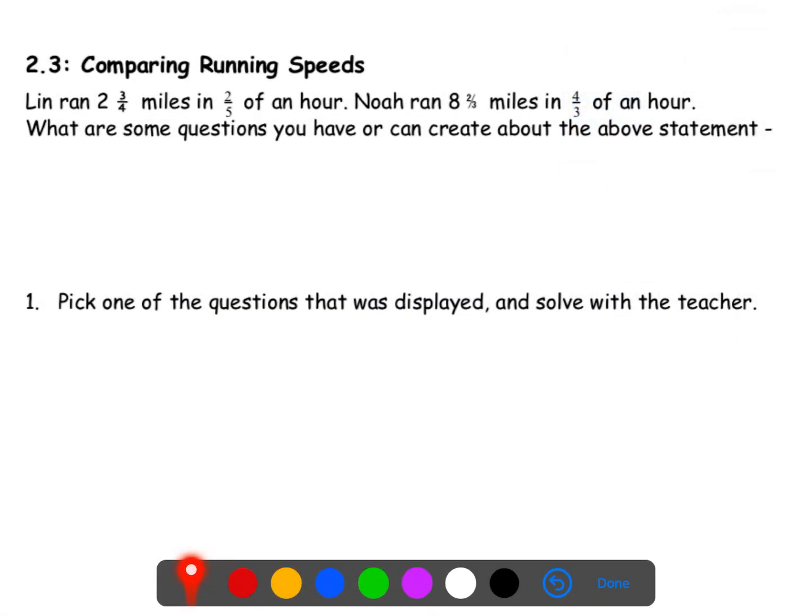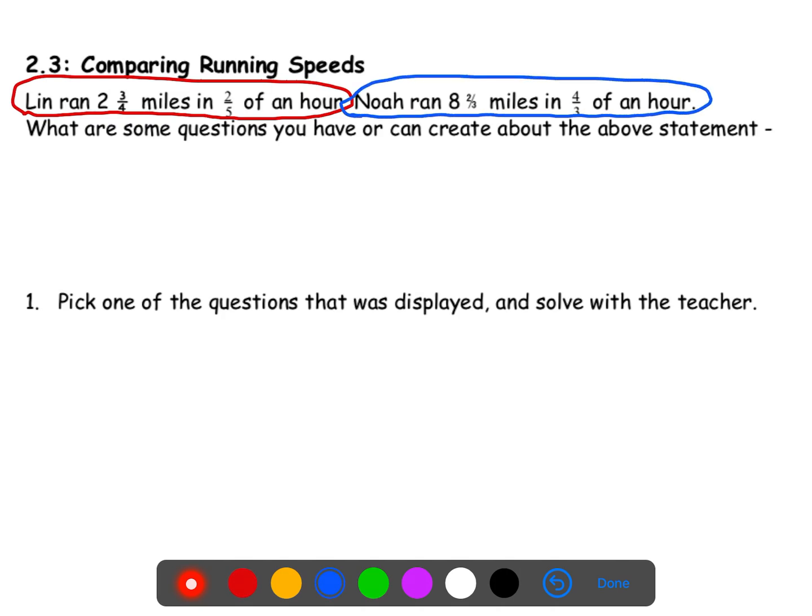Let's look at the next one. Lynn ran 2 3/4 miles in 2/5 of an hour. Noah ran 8 2/3 miles in 4/3 of an hour. What are some questions you have or can create about the above statement? So we're given that information for Lynn here. We're given the information for Noah here. What are some questions that you have?